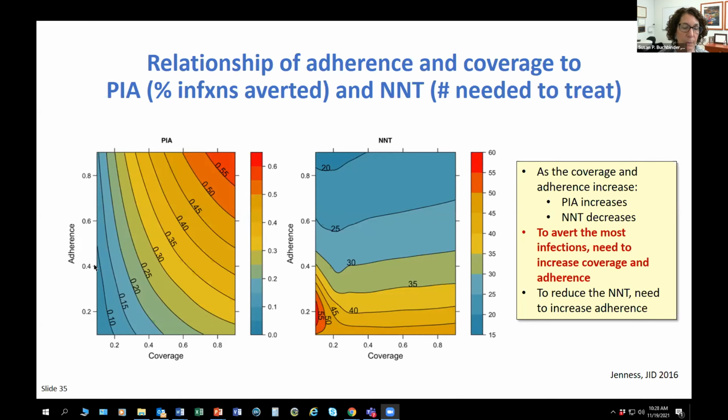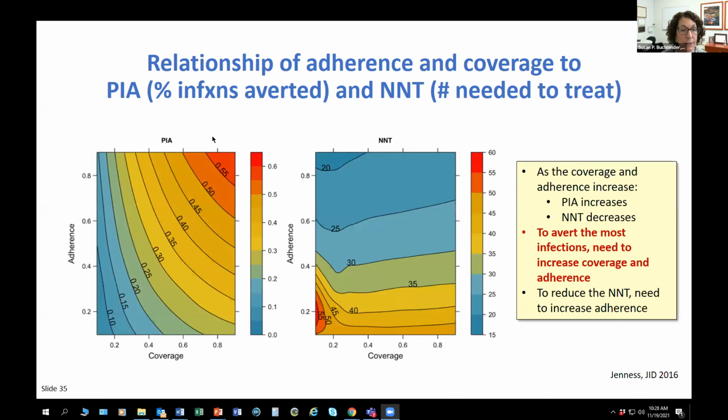The first is a model by Sam Jenness, and if you look at coverage by adherence and you look at the proportion of infections averted, if you had 40% coverage and about 40% adherence, you're at about a 25% reduction in new infections over a 10-year period.